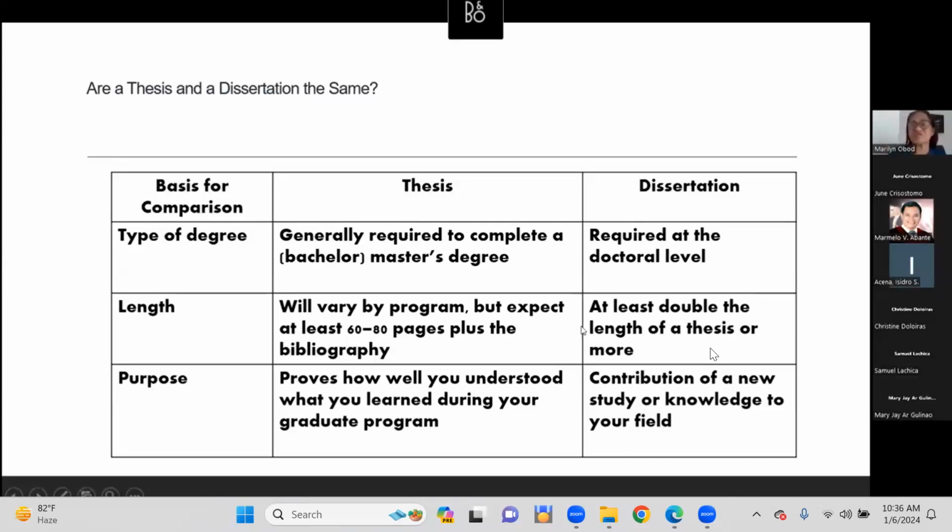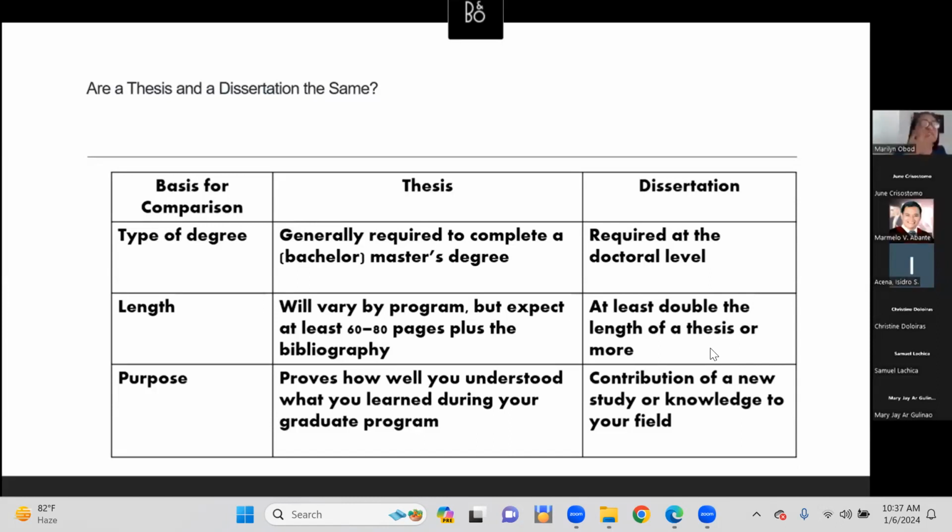And in dissertation, hindi pa naman kayo gagawa niyan, di ba? Double the length of the thesis or more. Okay. And then for the purpose, in thesis, it is to prove how well you understood what you have learned during your graduate program. So, karamihan ng thesis is more on applied thesis. But there are some who are also doing basic research. I'm not against that. But more often than not, thesis is used to showcase what you have understood or what you have learned in your master's program.